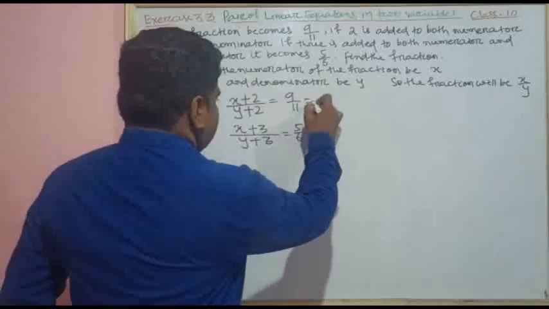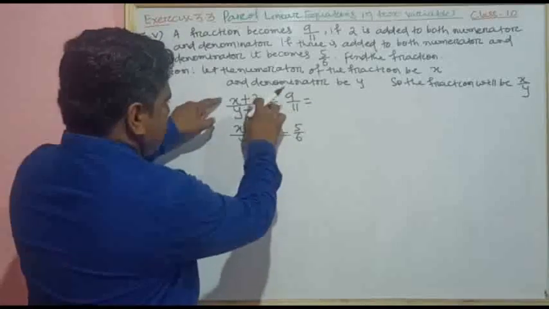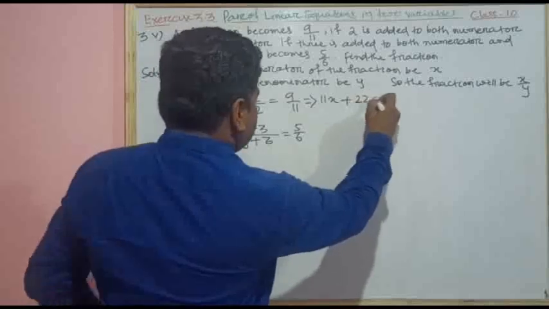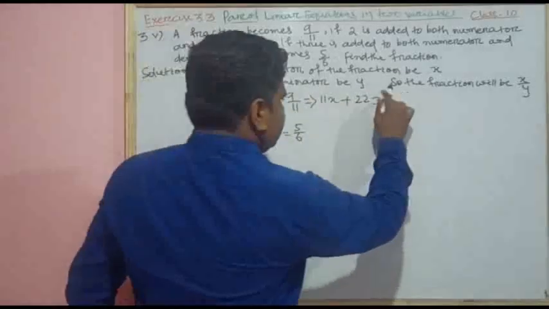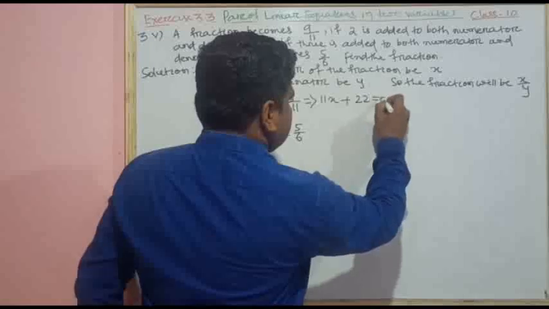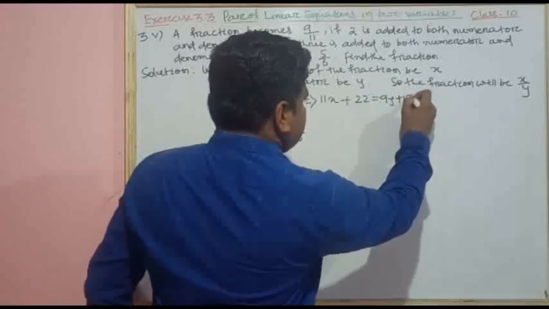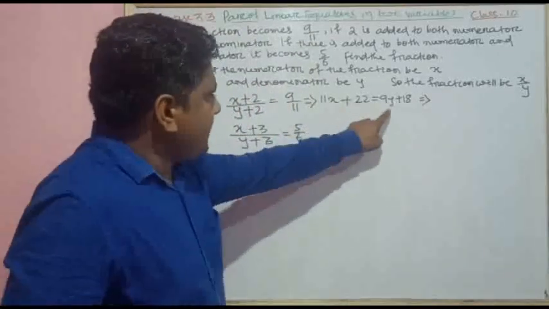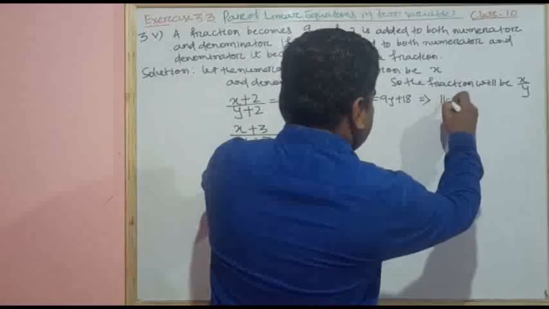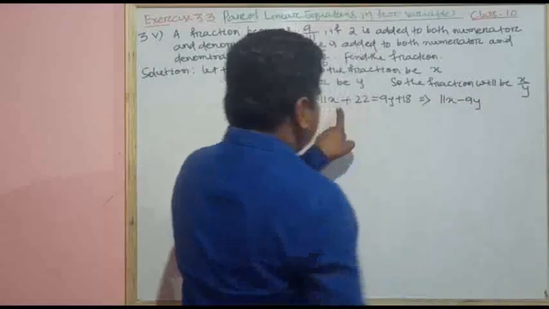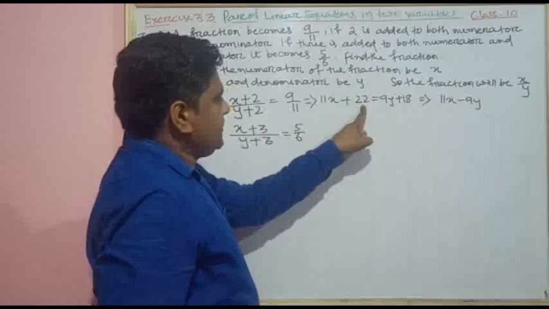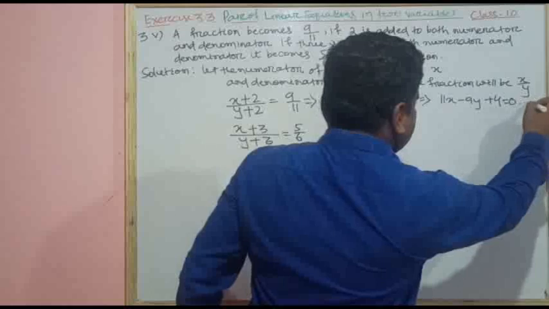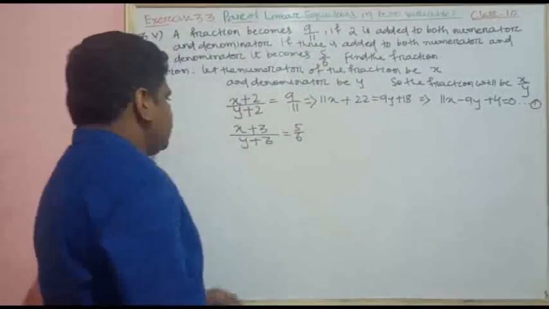By cross multiplication it will be 11 into (x plus 2), that is 11x plus 22, is equal to 9 into (y plus 2), that is 9y plus 18. This implies that it can be written as 11x minus 9y plus 22 minus 18, it will be 4, plus 4 is equal to 0. Let it be equation 1.